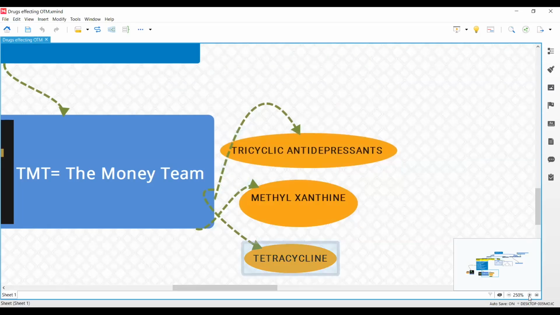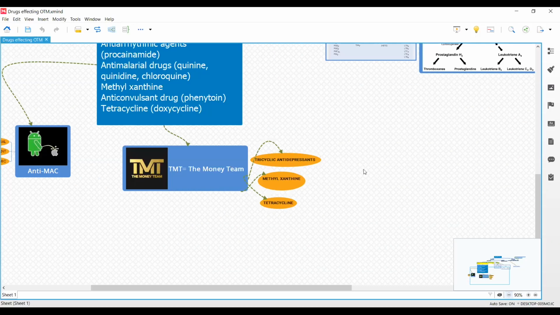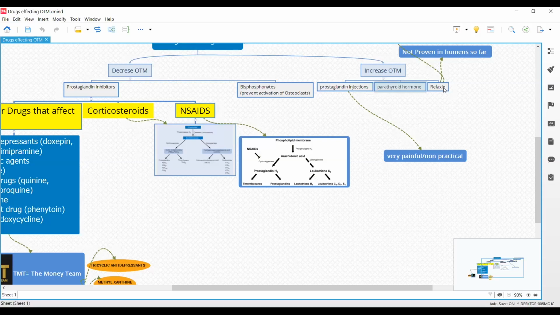So let's sum up. We have basically 2 classes of drugs: one which increases the tooth movement, and the other which decreases the tooth movement. The drugs which increase the tooth movement are the prostaglandins, but their injection would be very painful. We have parathormone, but it would have a lot of systemic effects. It is not very practical to give this hormone to the patient. And you have relaxin, a pregnancy hormone which increases the degradation of collagen, but the evidence is not established so far.